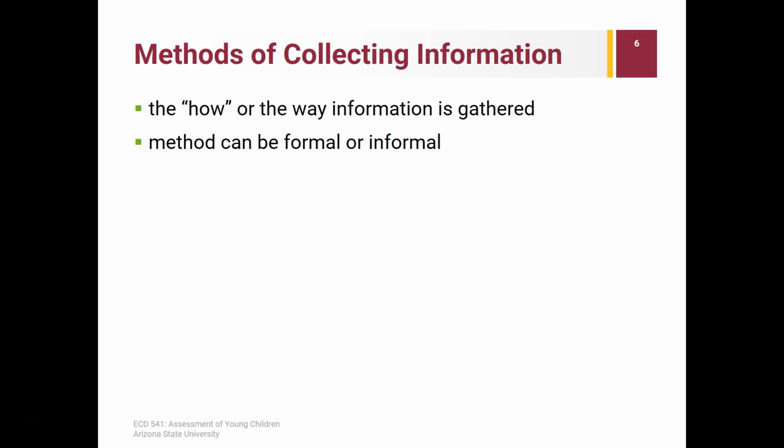Informal methods involve normal classroom activities and are directly relevant to classroom decision making and keeping track of progress toward developmental goals. Observing children, collecting work products, and eliciting information from parents and children are informal methods to collect information. We'll be discussing these specifically in the next few modules.